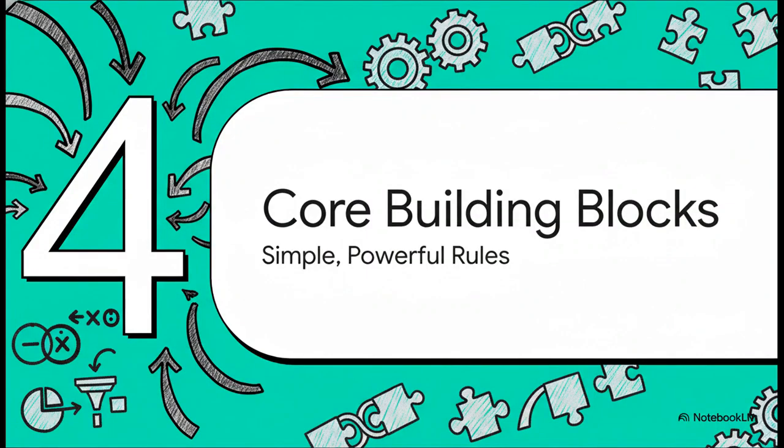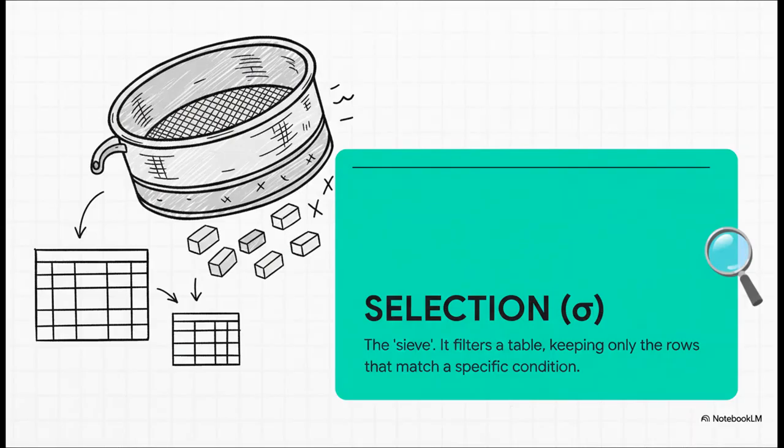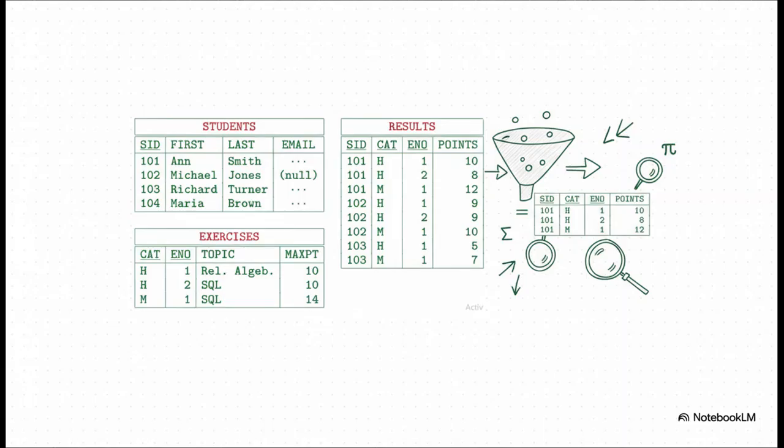The incredible thing about this grammar is that it's built from just a few really simple but incredibly powerful operations. So let's break down two of the most important ones. First up, we've got selection. The best way to think about this is like a sieve. You pour the whole table through it, and it only lets the very specific rows that you want pass through to the other side. Let's look at a real example.